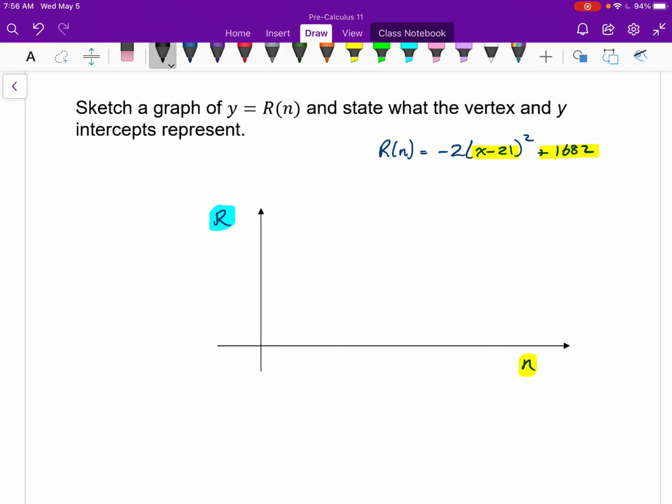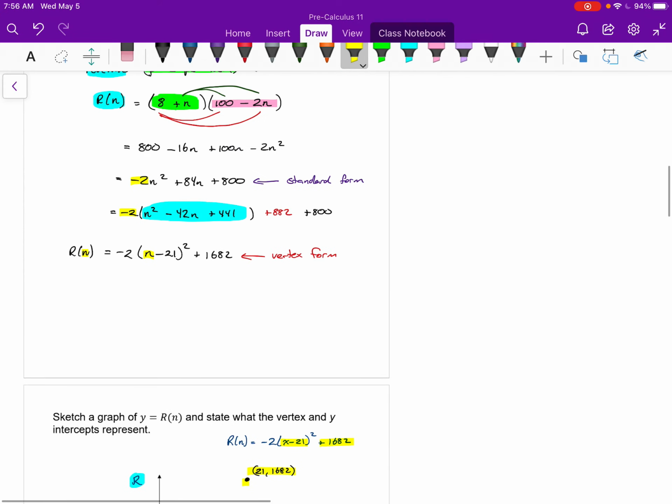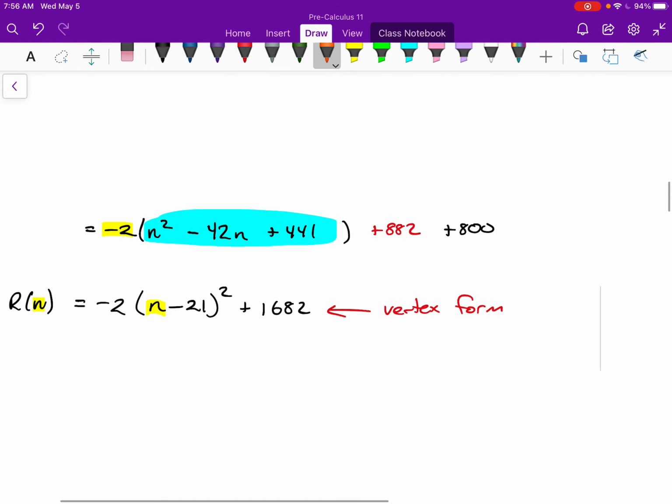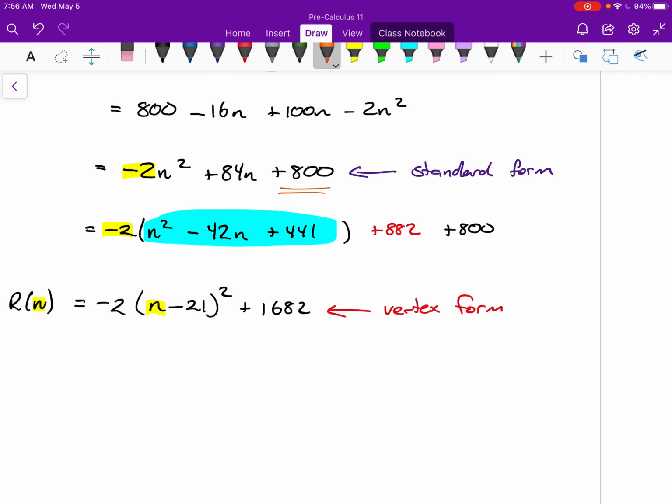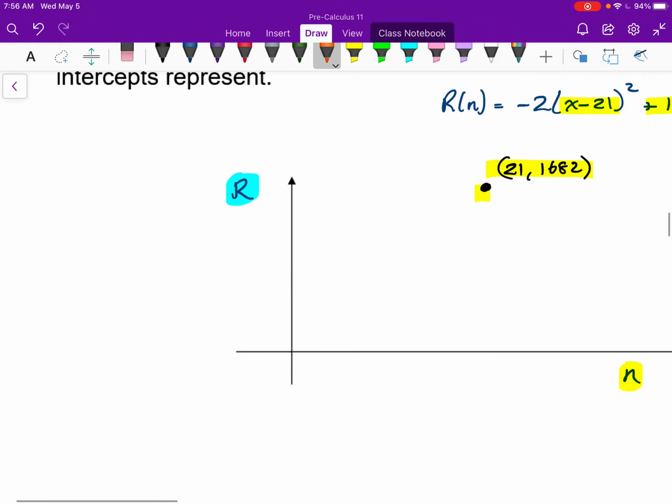I can set the scales up any way I want. So I'll call it right here. I'll say this is (21, 1,682). There's my vertex. I know it's opening down. I also know if I look back at standard form, I can see right here that's my y-intercept, 800. So why don't I label that right now? Or I should say my r-intercept. Let's say 800 is about here.